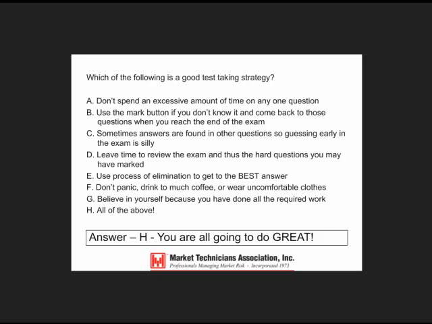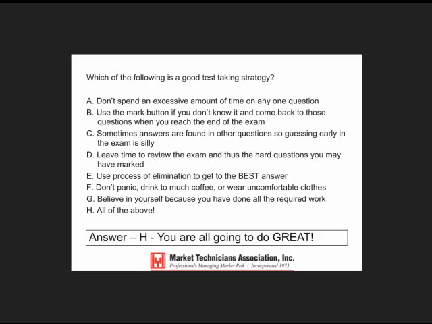So on here, as we move into the close of our last class, what is the following as a good test-taking strategy? And the answer is H, all of the above. You're going to do great. You've certainly studied, and attending these classes, we hope, has certainly helped. So don't spend an excessive amount of time on any one question. Use that mark button that we talked about that Prometric uses to go back to any question that you have any doubt about.